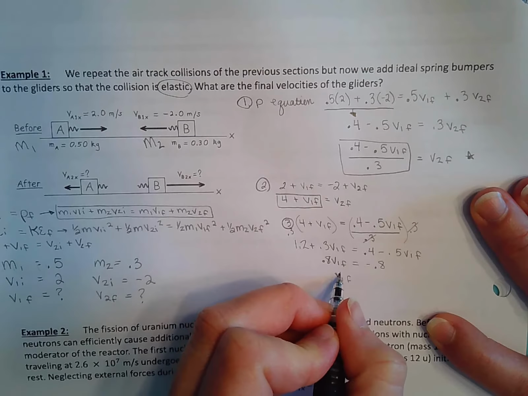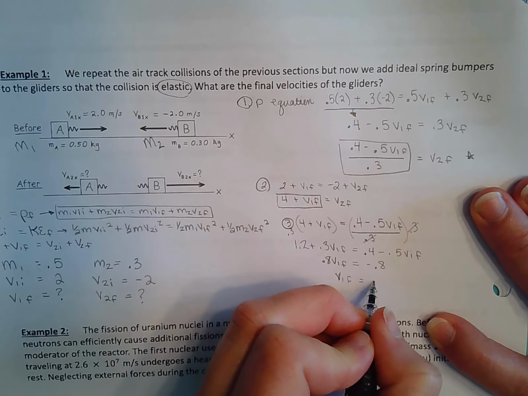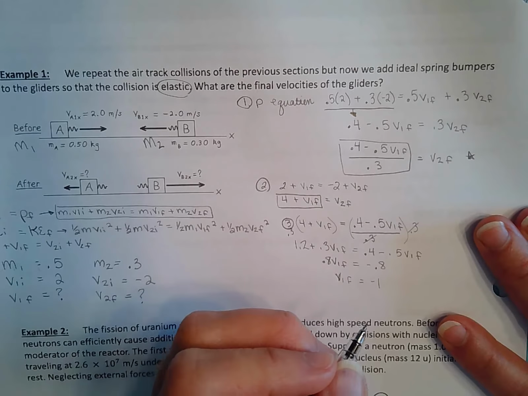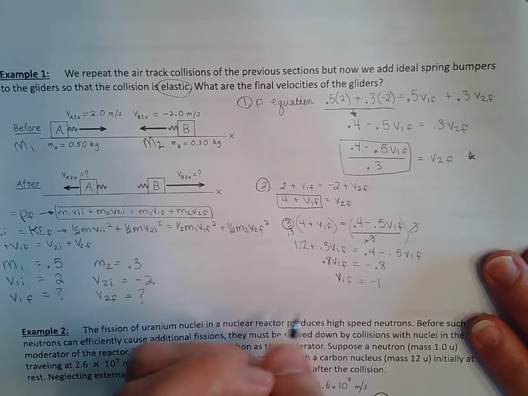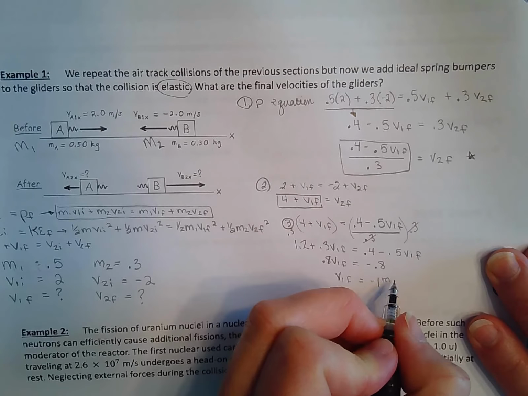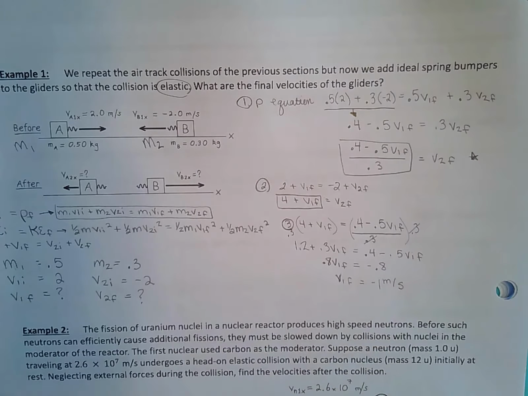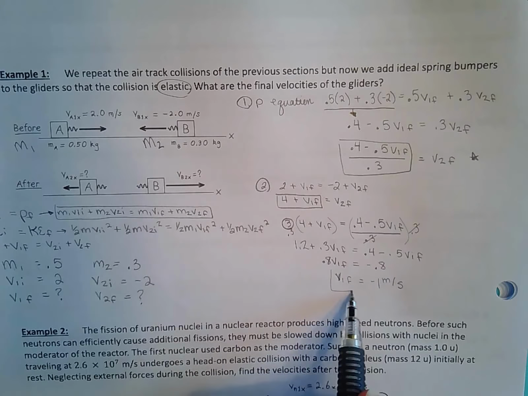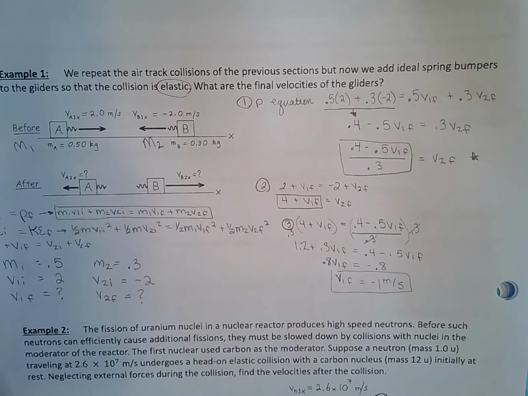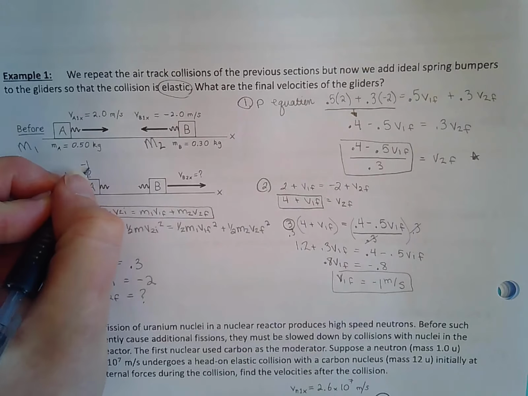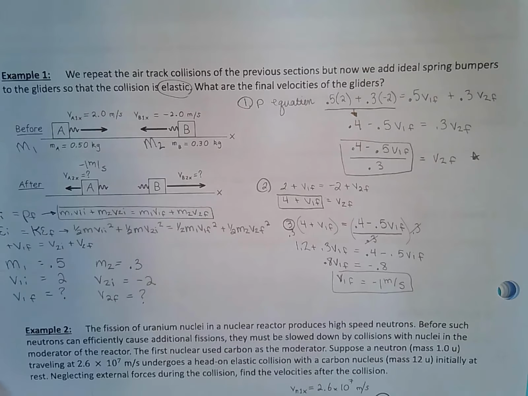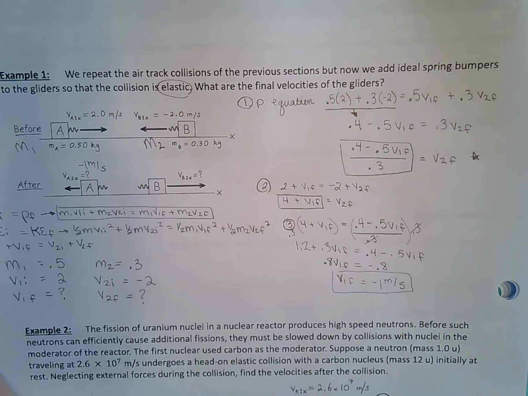V1F is -1. If you guys hear my child whining about doing her math, it makes her mom feel very encouraged. Okay, now we got V1F done. So this is great. That kind of means that this guy is going -1 meters per second after he bounces off the other guy.